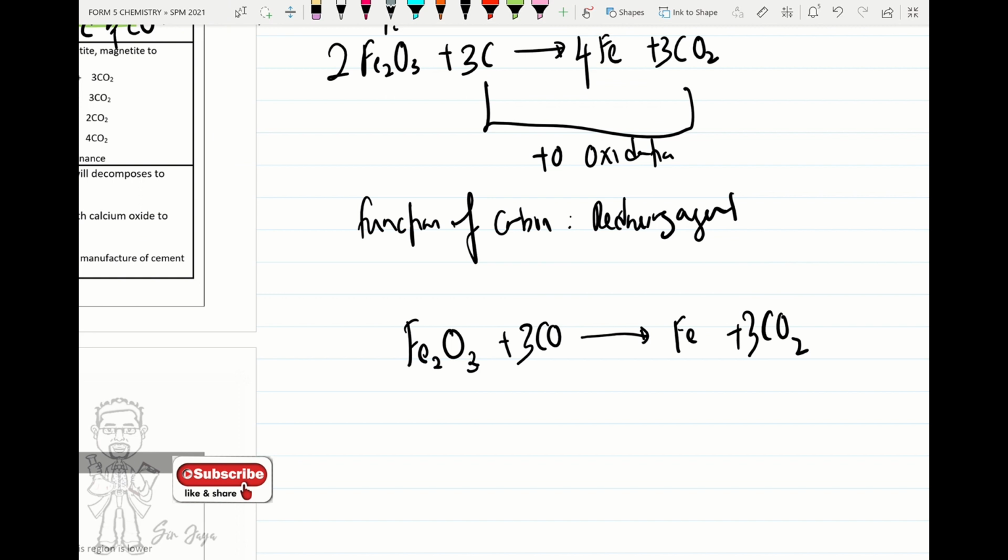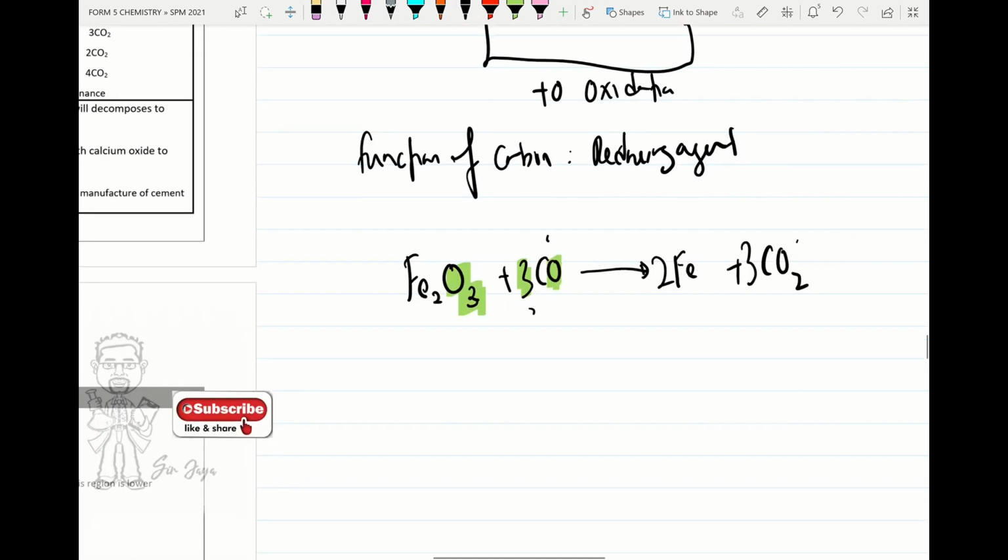Next, how to balance the equation? Once you already get this, we need to balance it. Take the 3, put here. Next balance the carbon 3, oxygen 6. Try to check your oxygen, 3 plus 3, 6. So iron will be 2. So that's how we balance the reaction. So here, the function.